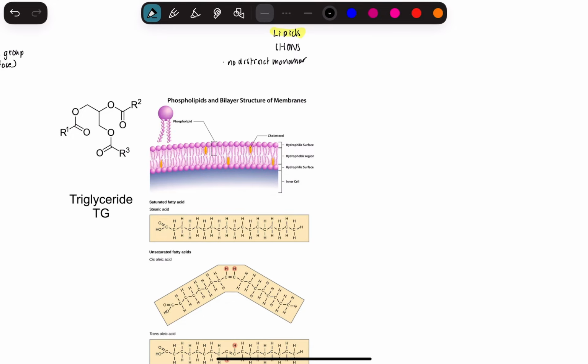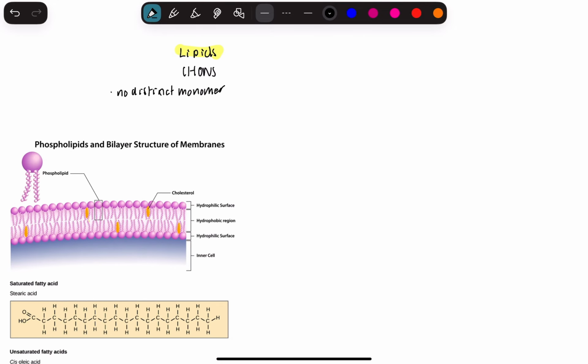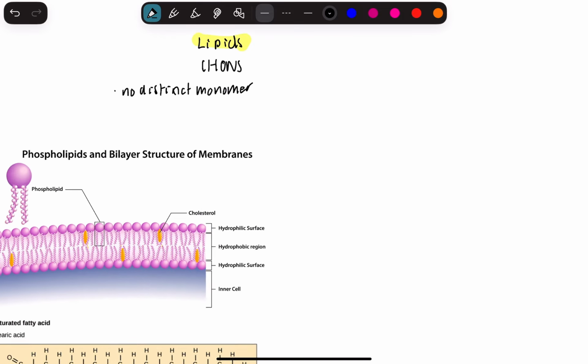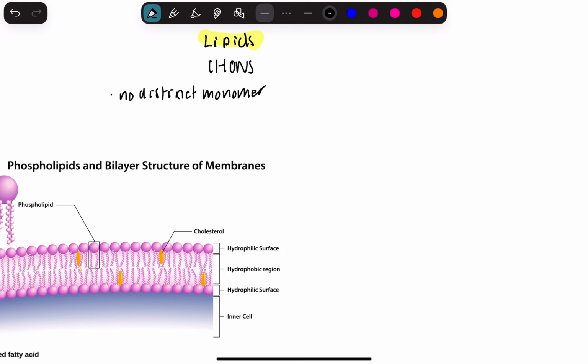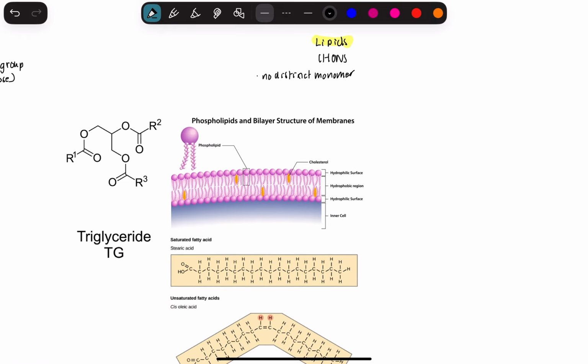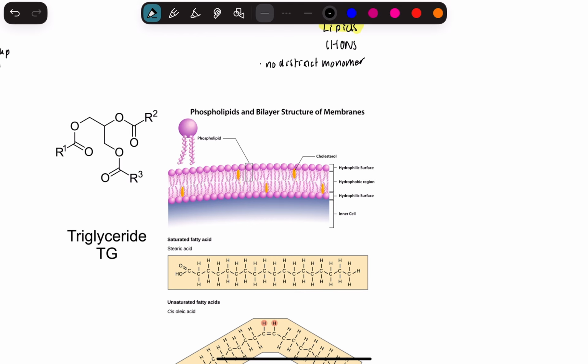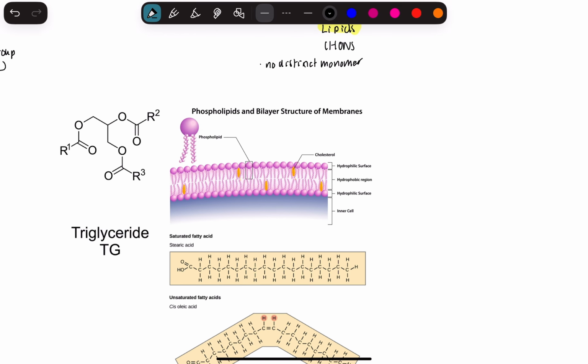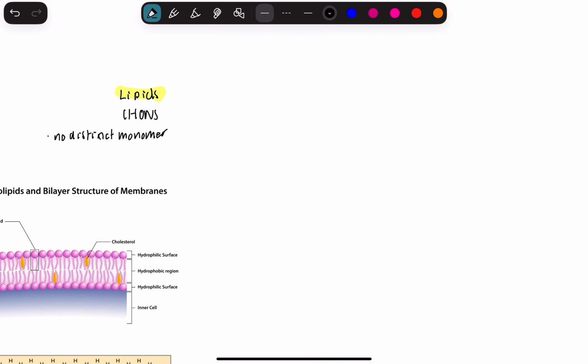In this video, we're going to be going over lipids. Some things that you have to know about lipids is they're made up of a couple of elements every single time. They always contain carbon, hydrogen, oxygen, nitrogen, and sulfur. They also have no distinct monomer because they're made up of different things. There are three different major types of lipids.